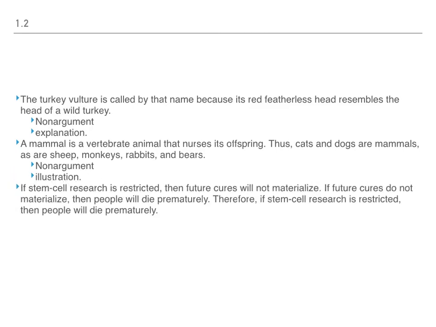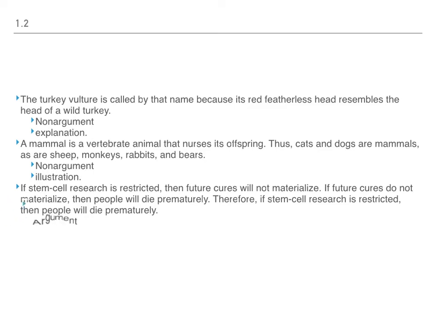All right, so another example. If stem cell research is restricted, then future cures will not materialize. If future cures do not materialize, then people will die prematurely. Therefore, if stem cell research is restricted, then people will die prematurely. Okay, so we have a different kind of case going on here. This is clearly an example of an argument. The word "therefore" gives it away in this case, indicating that the conclusion is: if stem cell research is restricted, then people will die prematurely.